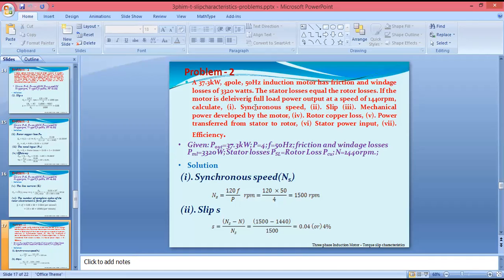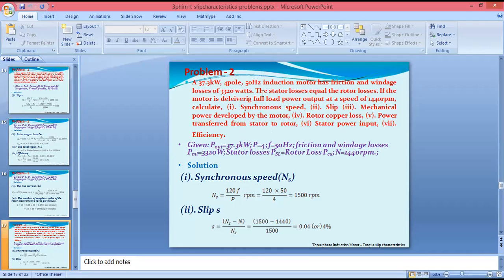You are supposed to find synchronous speed. Synchronous speed Ns equals 120f upon P. P they have given 4, F equal to 50. If they are not giving frequency, at that time also you can take 50, because if they are not giving, you can consider this.